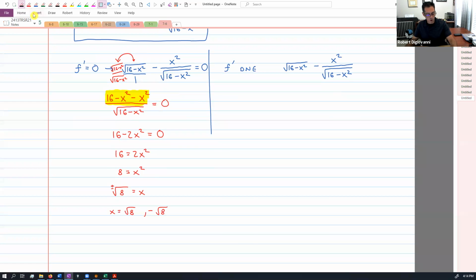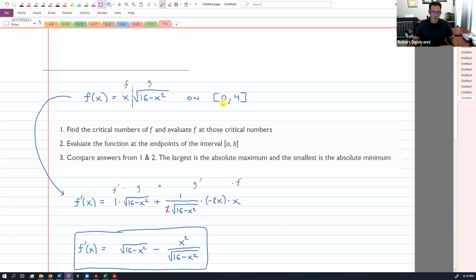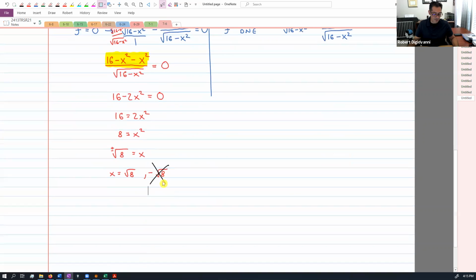And I'm going to throw away the negative root 8. Why? This is a negative and you were dealing with real numbers, and that'd be an i or imaginary. No, because the negative is outside the root, not under the root. The interval we're looking at is between 0 and 4. Had this been like -4 to 4, I would have kept it.